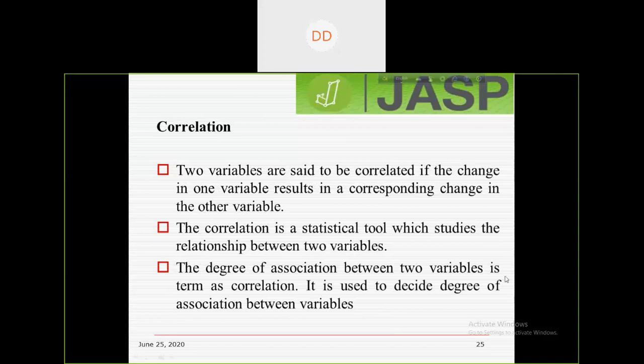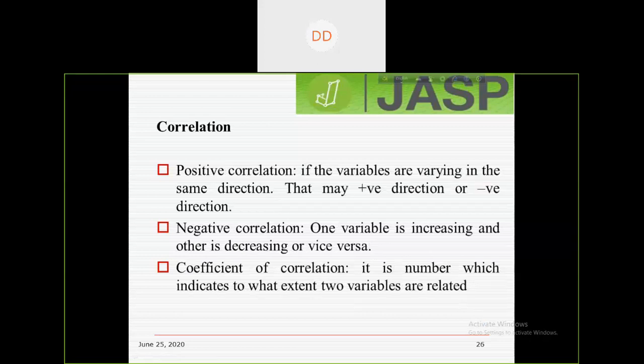Now the correlation. It studies the relationship between two variables. We use correlation tools to measure the degree of association between two variables. Two variables are said to be correlated if the change of one variable results in a corresponding change in the other variable. So we use this to decide the degree of association between the variables.